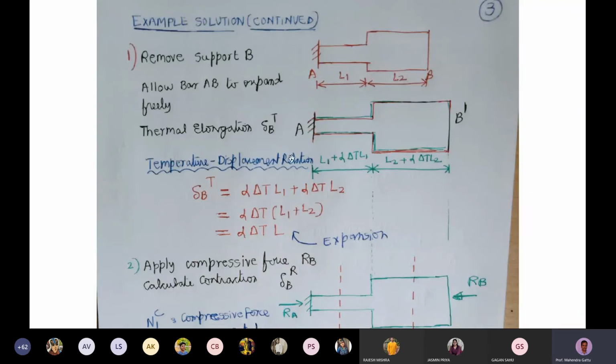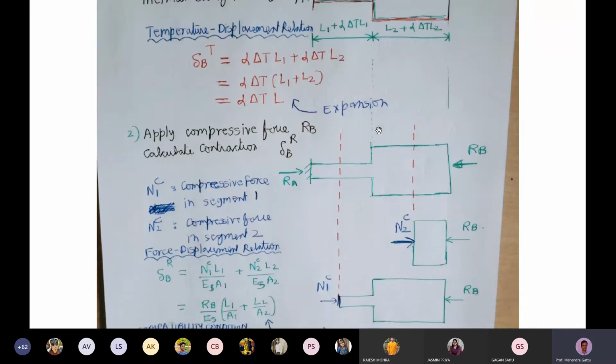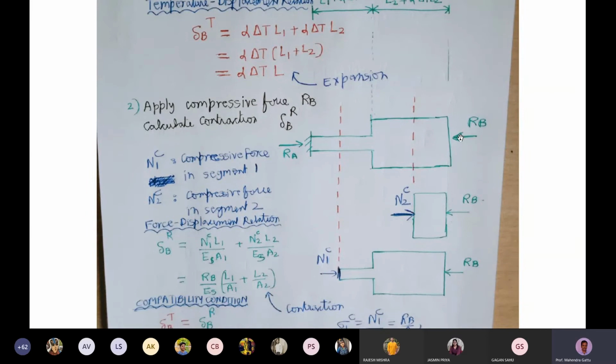Okay, so we'll denote the net elongation by delta BT. That is the displacement of point B in the rightward direction. So this displacement in the rightward direction is delta BT, and that is equal to alpha delta T L. And now what we'll do is we'll apply a compressive force here, so that this bar will contract and come back to its original place. So this point B prime will come back to its original position. That compressive force, we are applying it here on the rightward edge.